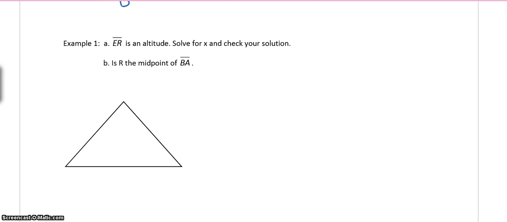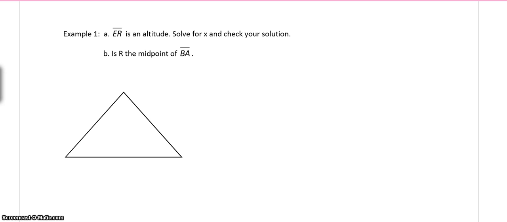Down here it says, example 1. ER is an altitude. Solve for x and check your solution. And part B says, is R the midpoint of BA? So let's set up our triangle here: B, E, A, R. And it says ER is an altitude. Let's call BR 2x plus 7, we'll call RA 3x minus 8, and we're going to call this angle here 7x minus 1.